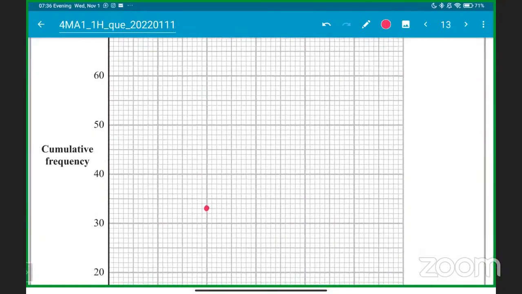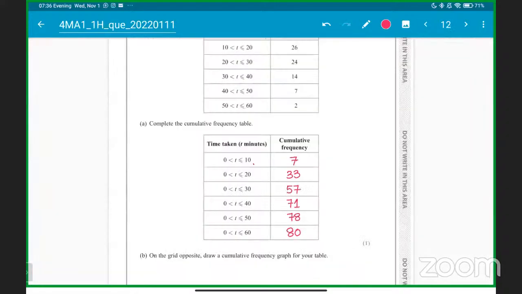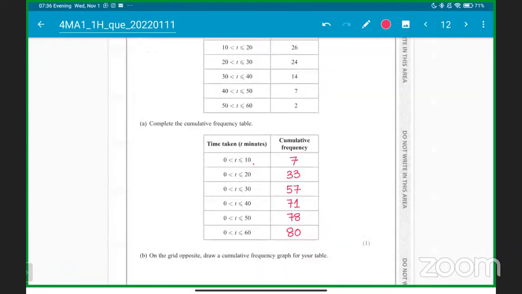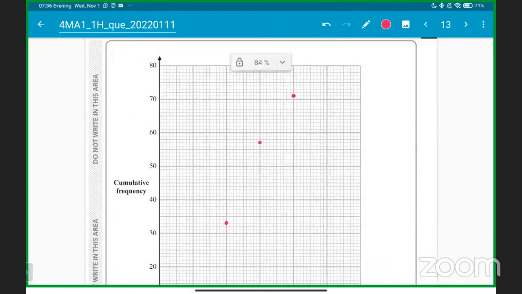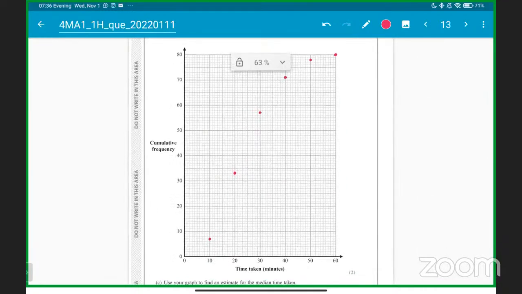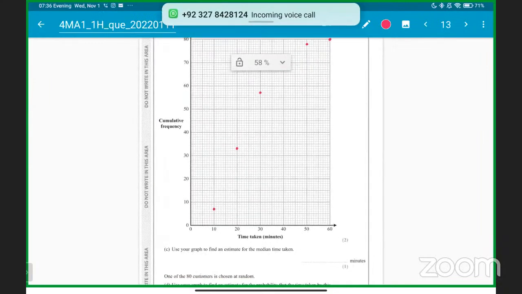Okay. So at 30, I'm going to mark 57 points. And at 40, I'm going to mark 71 points. So at 40, I mark 71 points. At 50, I'm going to mark 78 points. And at 80, I'm going to mark 80 customers. Okay, so that's how the customers will go.